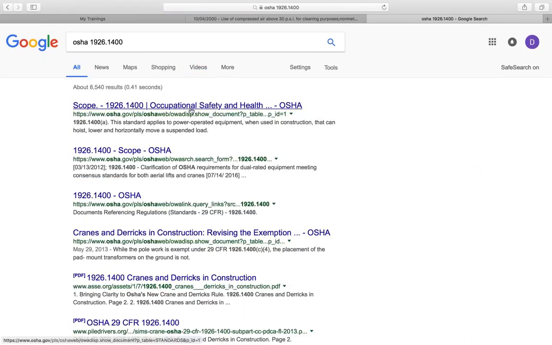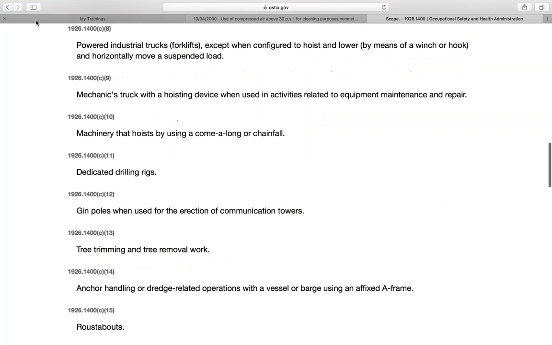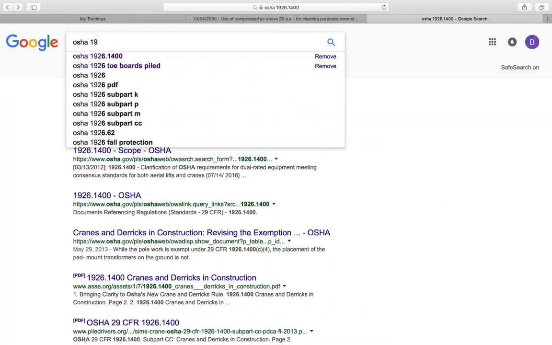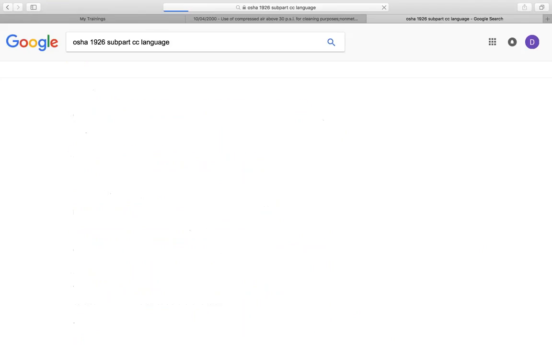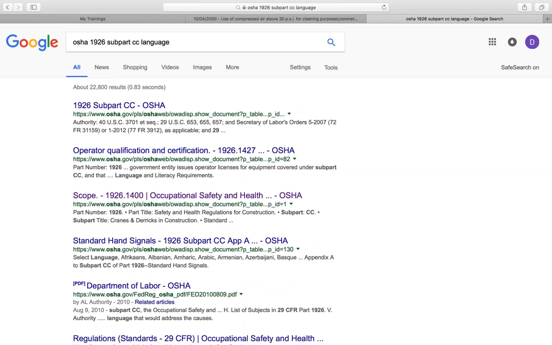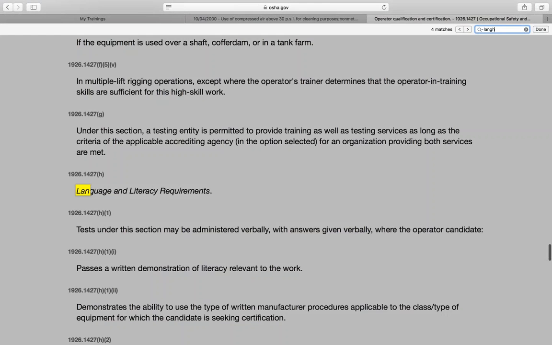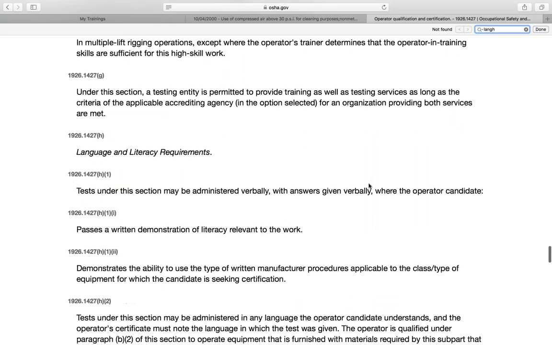I want to show you something really quickly. Let me get to subpart 1926, subpart CC, and let's look at language. Operator qualification and certification: language and literacy requirements. I want to show you this because this is something that many people do not understand.